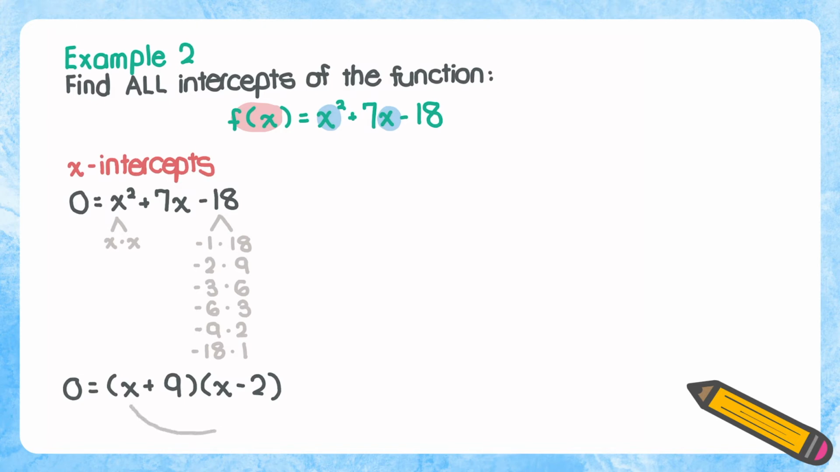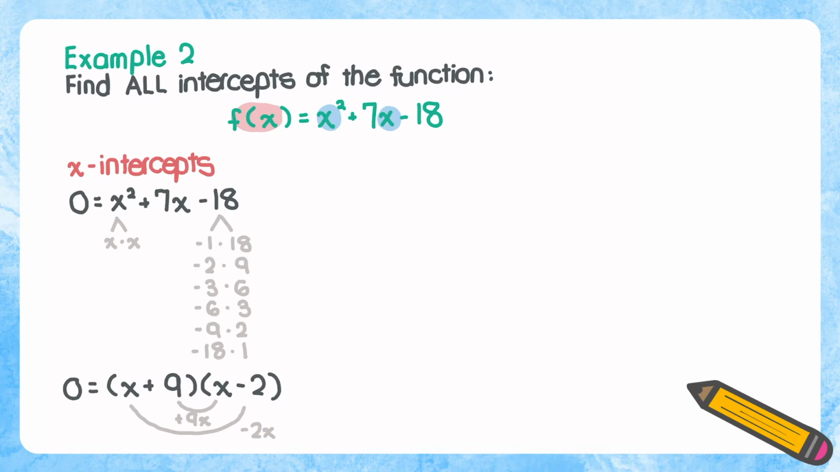We multiply the outside terms. X times negative 2 is negative 2x. 9 times x is positive 9x. If we combine these terms, so 9x minus 2x is 7x, which is that middle term in the original function. So we factored correctly. Yay.